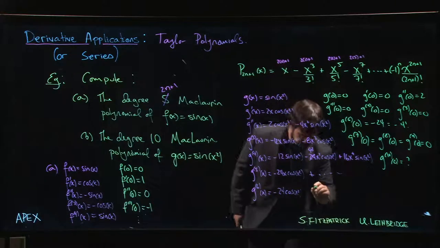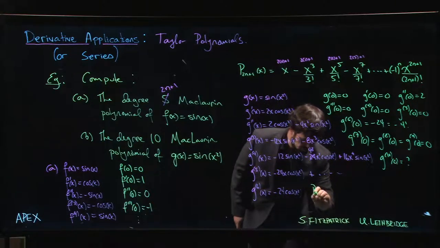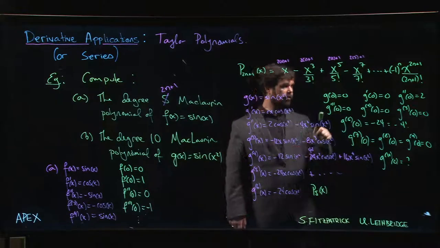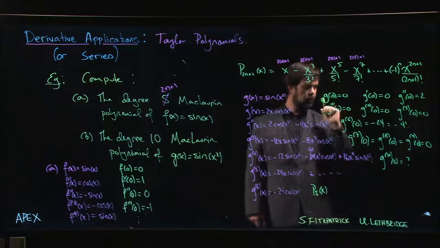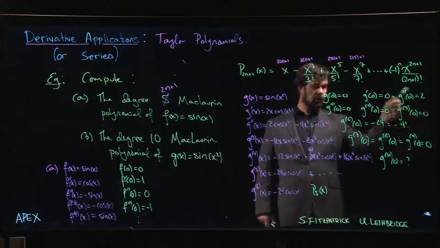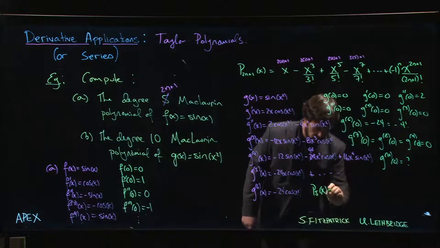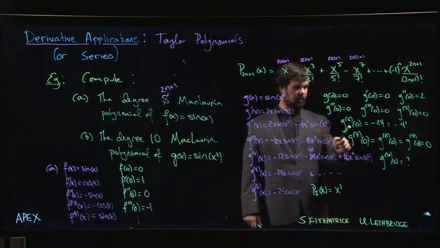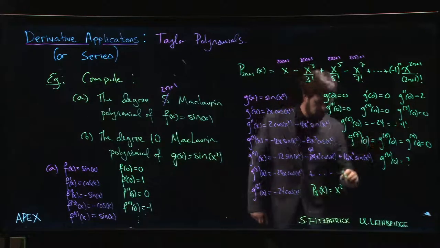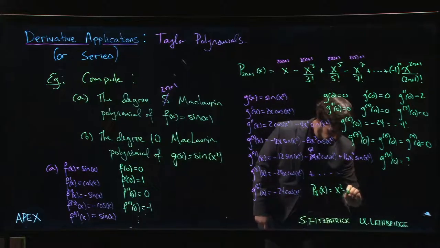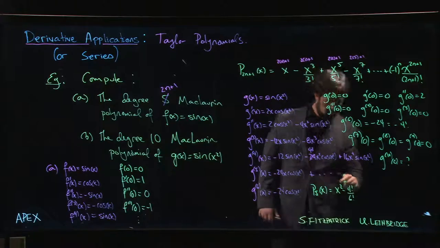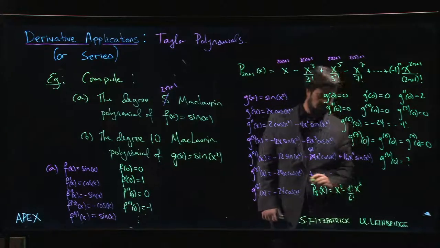What we're going to get for my P5 of x, okay? It's going to be, so the first non-zero thing is here, 2. So 2 over 2 factorial, those cancel, right? 2 over 2 factorial times x squared, I get x squared. The next one is here at 6. Minus 4 factorial over 6 factorial, okay, times x to the 6th.